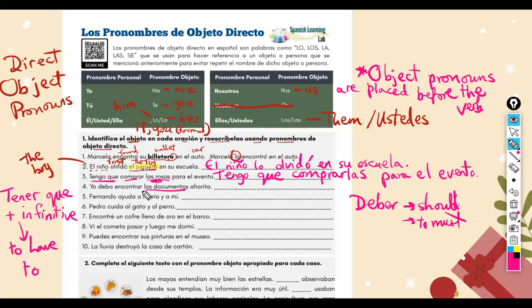All right. So los documentos this time is our object. It comes after the verb. Yo debo encontrar. All right. So documents is masculine, ends in an O, and plural. So I have to find them. I should find them. I must find them. I go to los, right? Yo debo encontrar los.